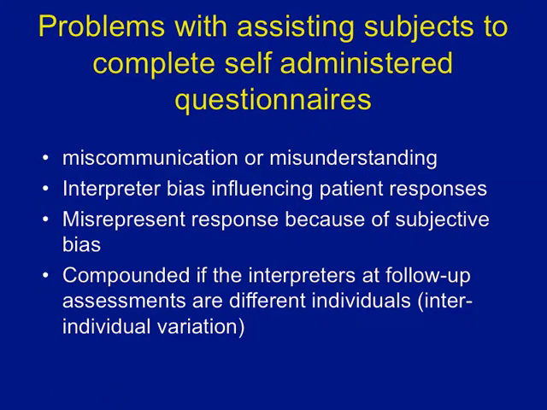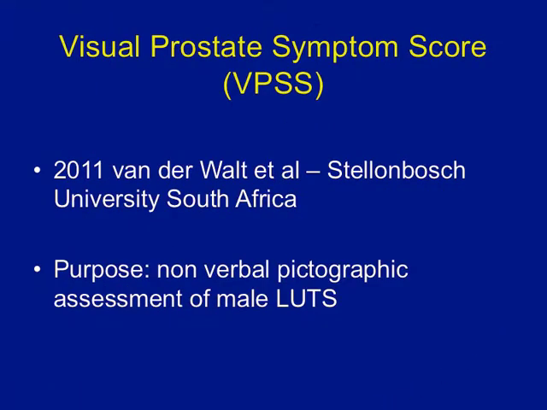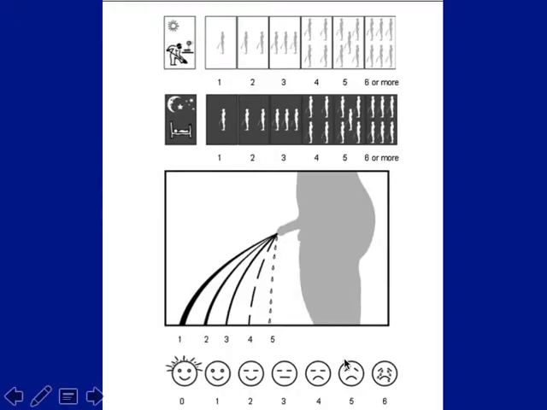So these are challenges. So with this in mind, in 2011, Stellenbosch University in South Africa created the Visual Prostate Symptom Score. And the idea is that it's a non-verbal pictographic assessment of lower urinary tract symptoms. And here is the score. Now, the score asks only 4 things. Okay, right? So as opposed to the IPSS, this is asking only 4 things.